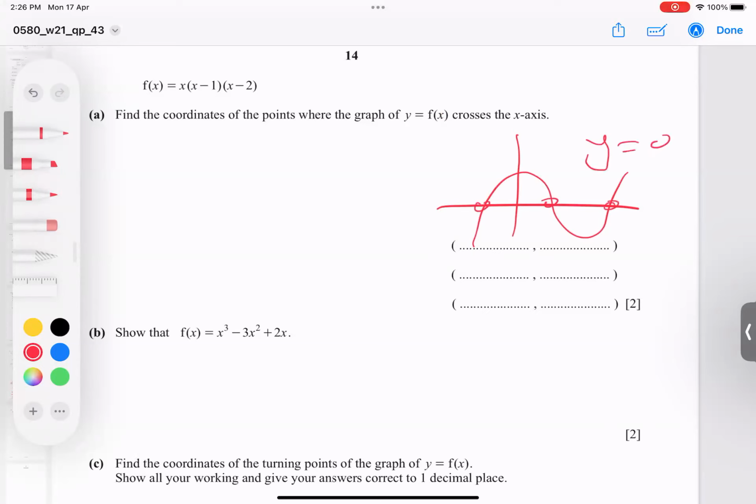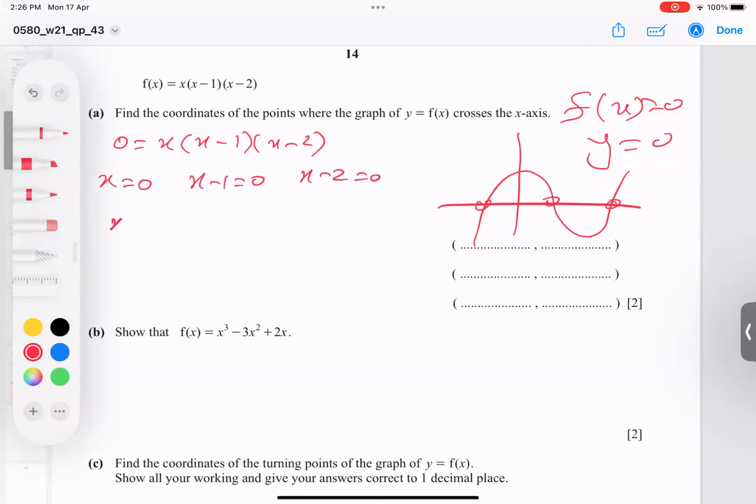So I will put y is 0, or f of x equal to 0. I copy 0 here, and copy x times (x minus 2) times (x minus 1). Whenever the product of two or three things is equal to 0, then either the first part is equal to 0, the second part is equal to 0, or the third part is equal to 0. This is a rule of algebra. So I got x is equal to 0, x is equal to 1, and x is equal to 2.